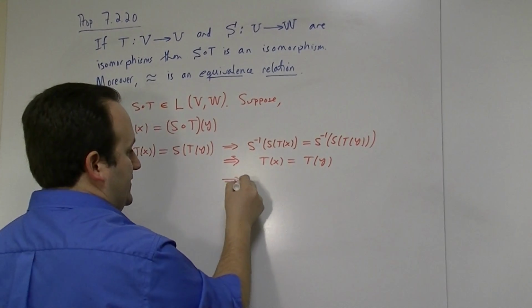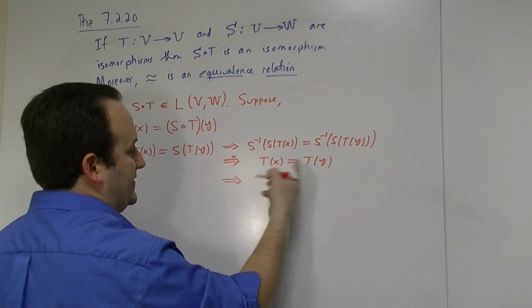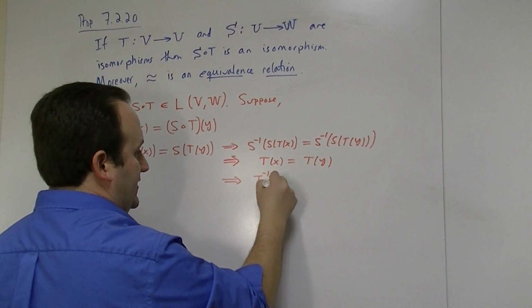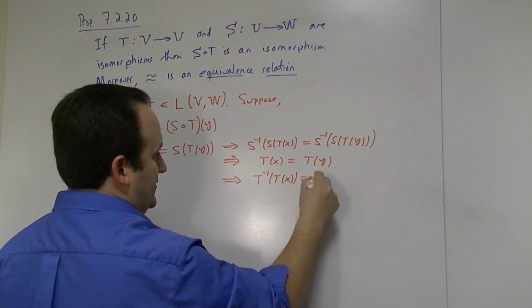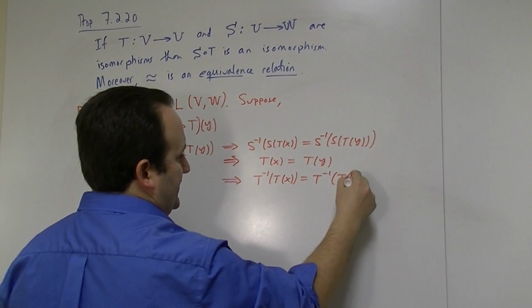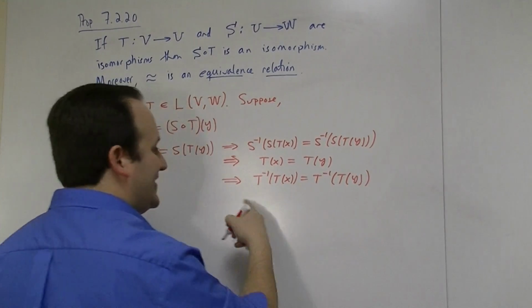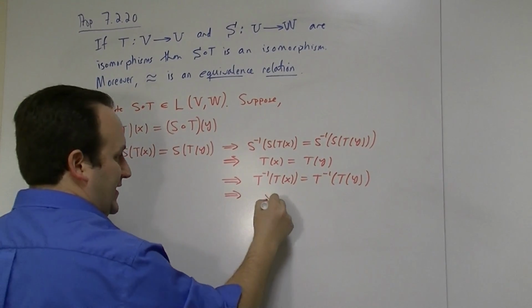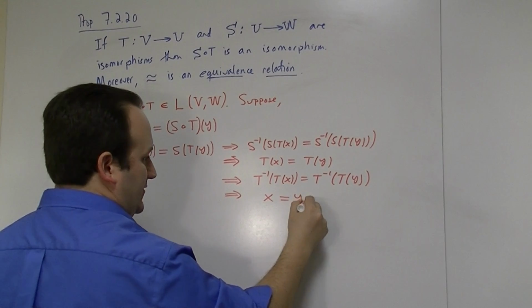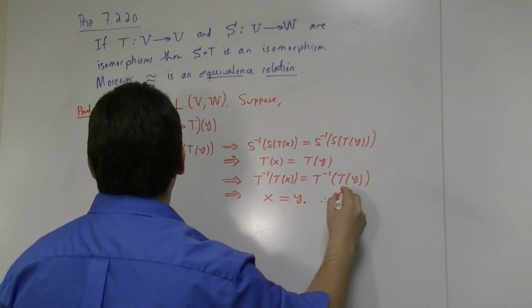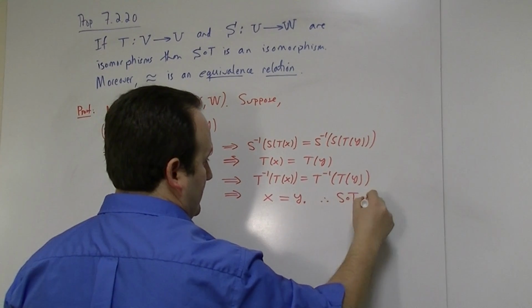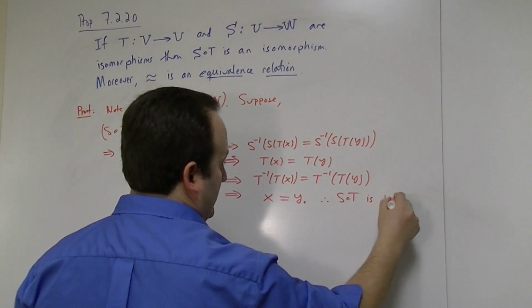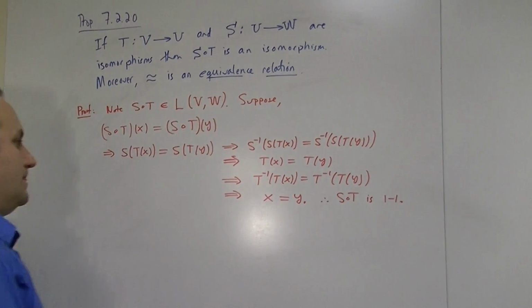But then T is also an isomorphism, right? So it has an inverse mapping. So T inverse of T of X is equal to T inverse of T of Y. Really easy to work with. So we get X equal to Y. Thus, S composed with T is injective. It's 1-to-1. All right. So that's half of it.